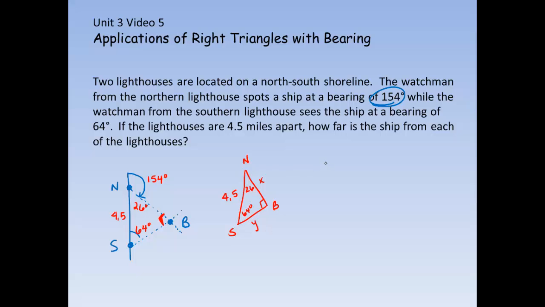I'm going to use the cosine of 26 degrees to equal x over 4.5. I could use the sine of 64 degrees to find that as well, so there's more than one way to do this. I'm just proposing this way. So 4.5 times the cosine of 26 leaves me with 4.04 miles.